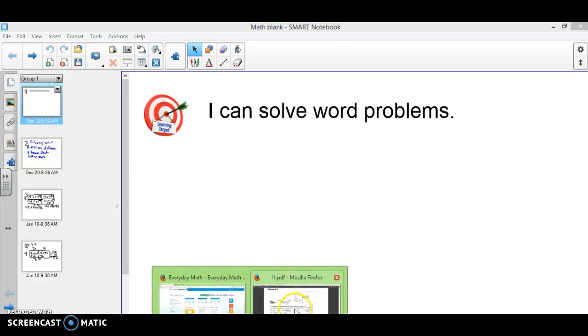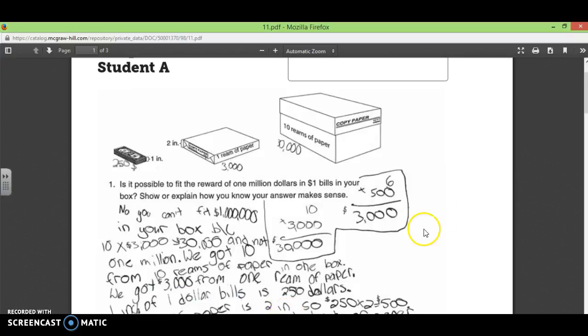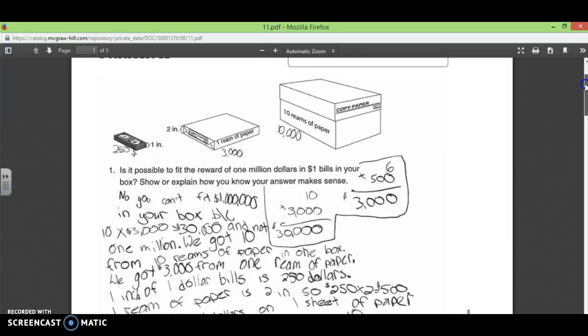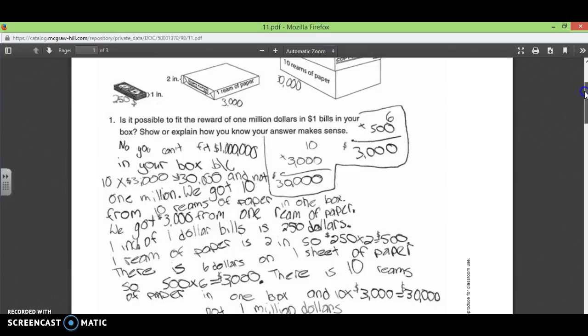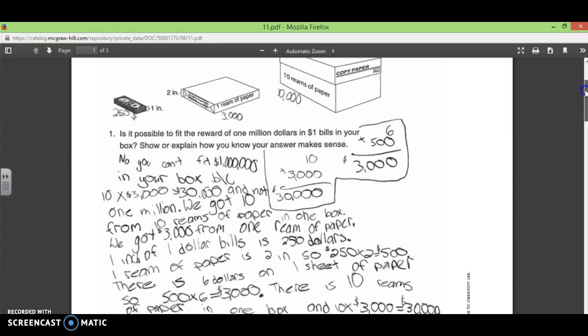We're going to take a look at some student samples from that problem we worked on Thursday and Friday. And I want you to think about what it is these students did well and maybe what could be improved. And we're going to use this to help us solve the second problem. So to review, the problem was: is it possible to fit the reward of $1 million in $1 bills in your box? Show or explain how you know your answer makes sense.